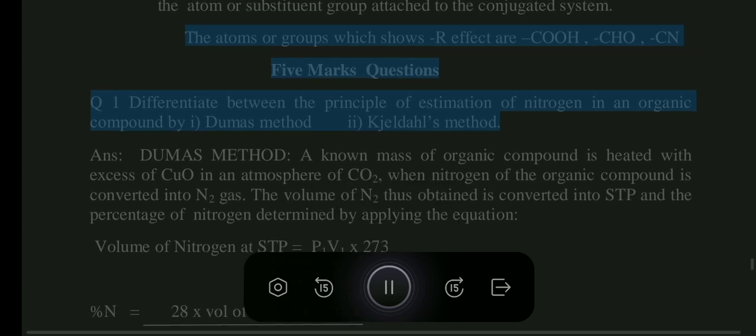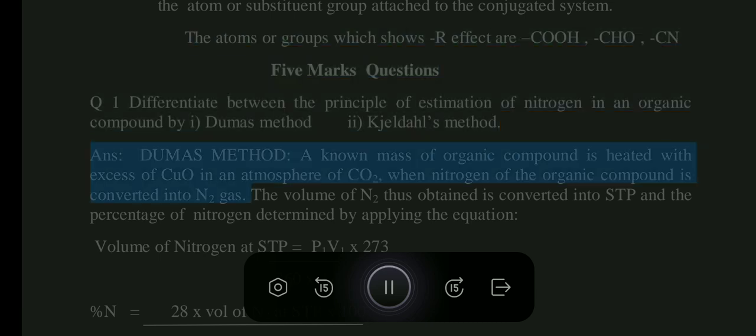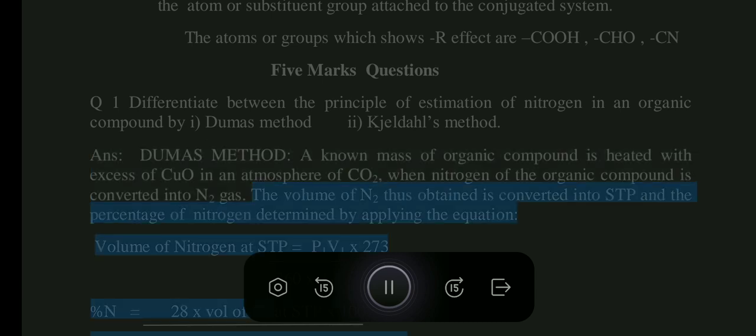5 marks questions. Q1. Differentiate between the principle of estimation of nitrogen in an organic compound by I. Dumas method, II. Kjeldahl's method. Answer: Dumas method: A known mass of organic compound is heated with excess of CuO in an atmosphere of CO2, when nitrogen of the organic compound is converted into N2 gas.